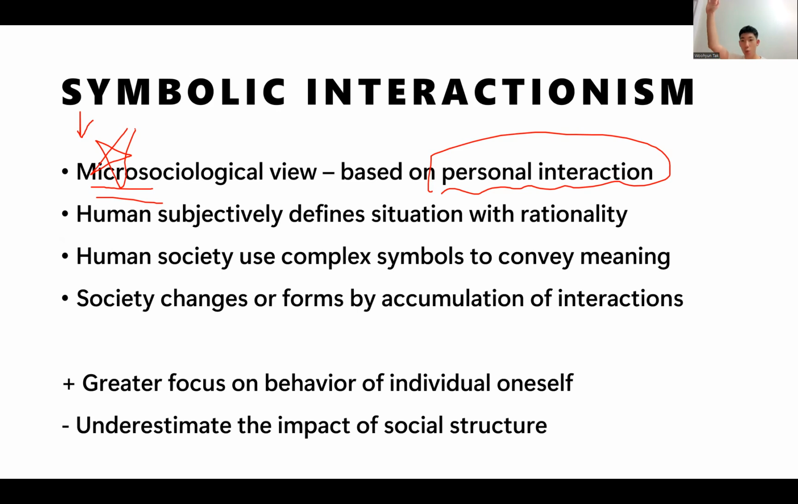For instance, when I raise my hand while walking to the pedestrian crossroad, it signals that I am walking onto the road, so be careful when driving. Or we use lots of complicated language to convey our emotion, love, empathy. And also, offering a cup of coffee to my friend can be a very important action to maintain our relationship. So society actually changes or forms by the accumulation of these interactions. So it has a greater focus on the behavior of the individual itself, but it underestimates the impact of the social structure.